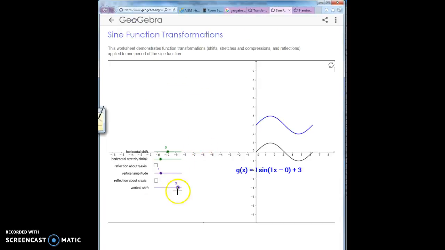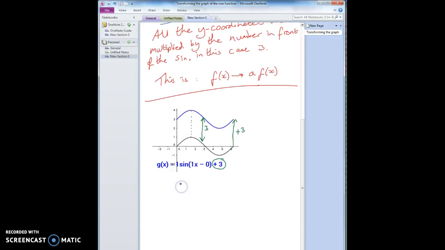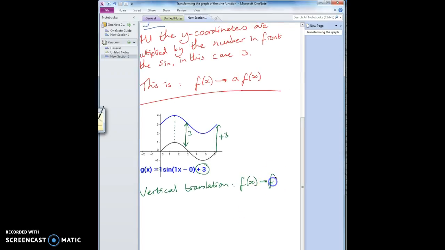We could also look at negative values, and in those cases the function is translated downwards. So what we're looking at here is a vertical translation. Okay, vertical translation, and this is a case of f of x being transformed into f of x plus a. Okay.